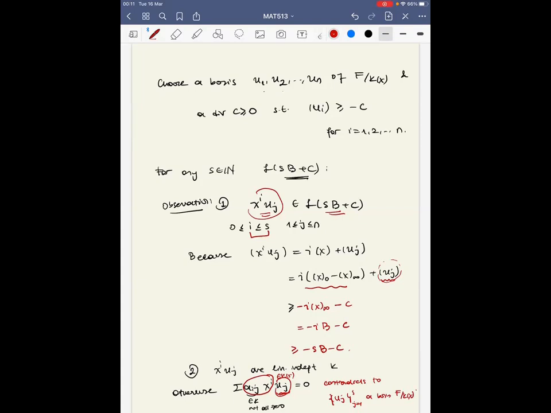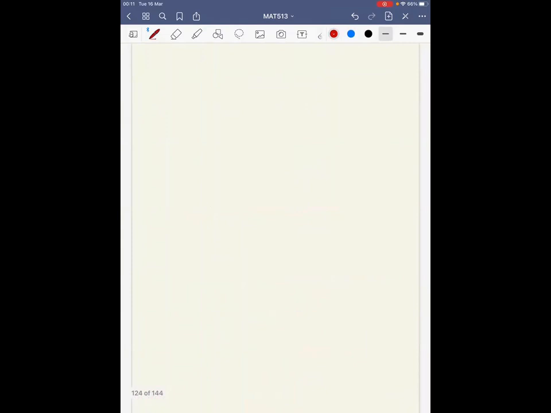And thanks to these two observations, we can conclude that the dimension of this L space is bigger than or equal to (s plus 1) times n, because we were able to find this many linearly independent functions in this L space. Hence, the dimension of the divisor sB plus C is bounded below by (s plus 1) times n.